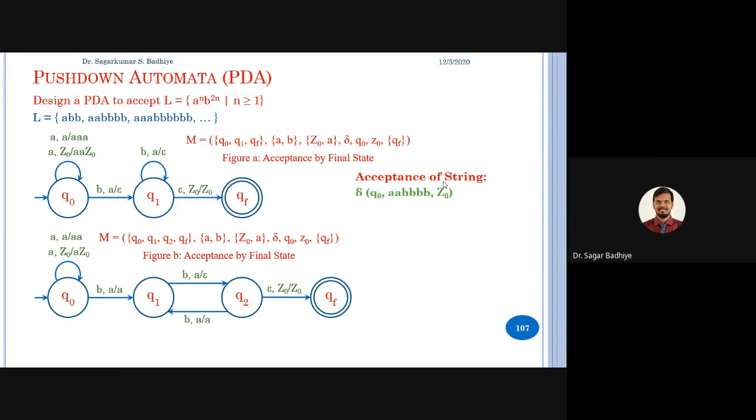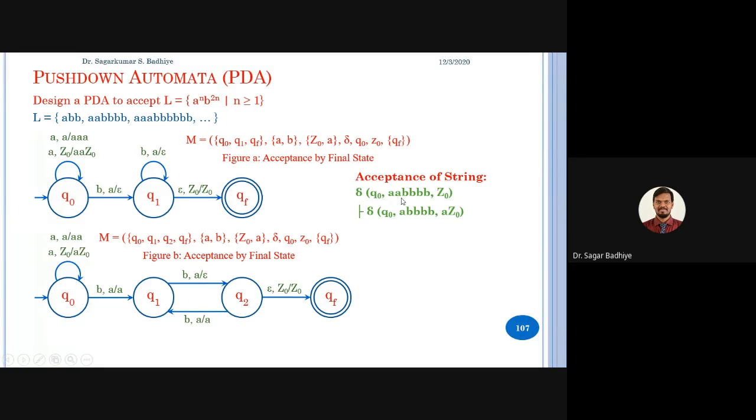Right? So I will consider the string A, A, B, B, B, B. So there are two A's, which are followed by four B's, twice the number of A's. So the initial configuration will be the initial state, and the top of the stack will be Z0. So in Q0, if you get A as the input and the top of the stack is Z0, if you look at this automata, then in Q0, if A is the input and Z0 is the top of the stack, what we used to do is push A on the stack. So it becomes A Z0.